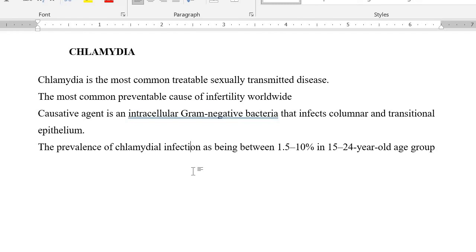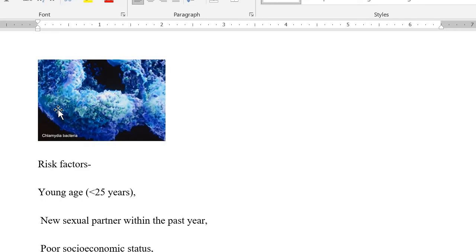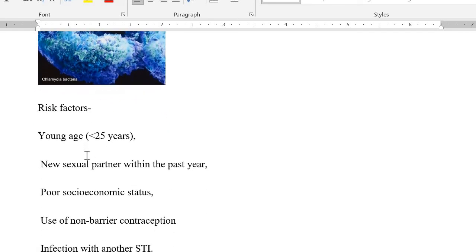It is the most common preventable cause of infertility worldwide, caused by an intracellular gram-negative bacterium that infects the columnar epithelium and the transitional epithelium. Columnar epithelium we have on the outer surface of the cervix, and the inner surface of the cervix is also columnar epithelium. The prevalence of chlamydia infection is between 1.5 to 10% in 15 to 25-year-old people. This is how chlamydia looks, greenish-bluish under the electron microscope.